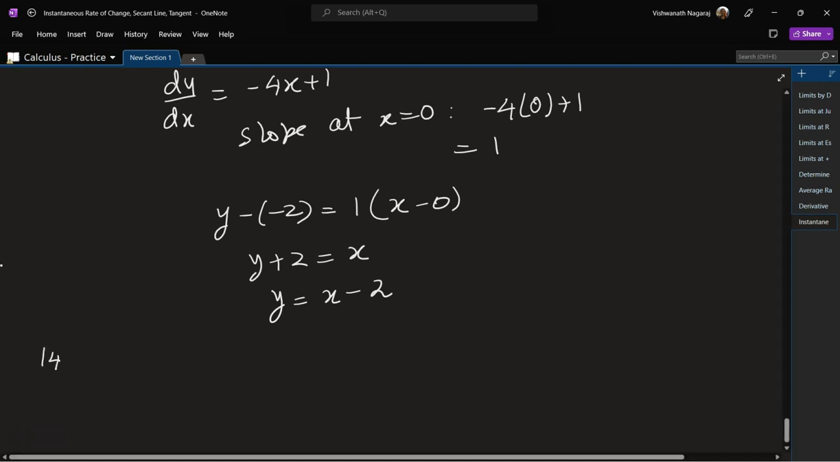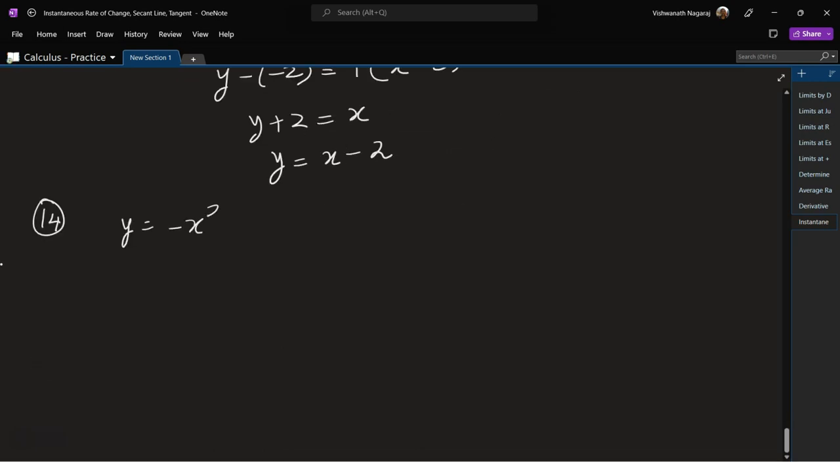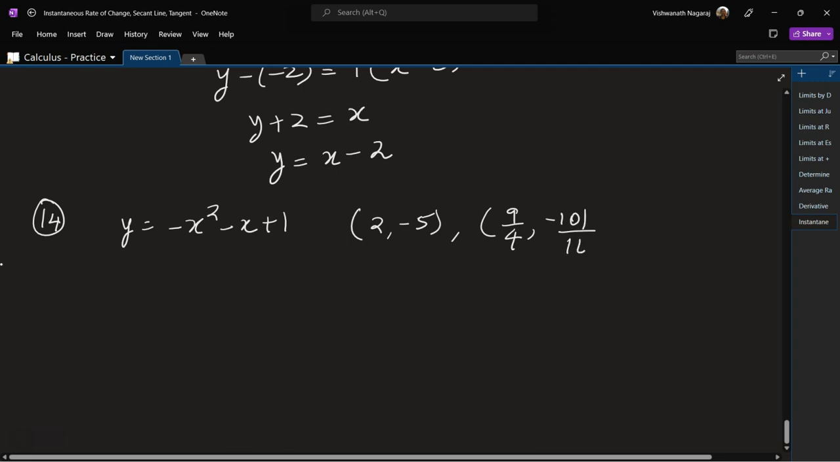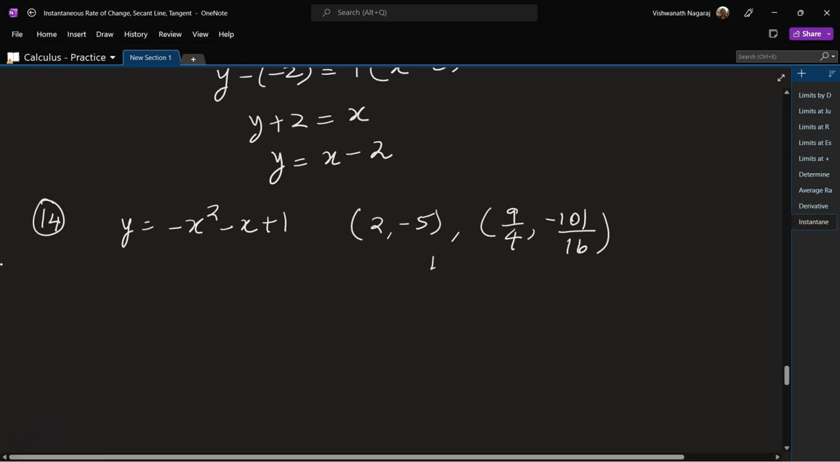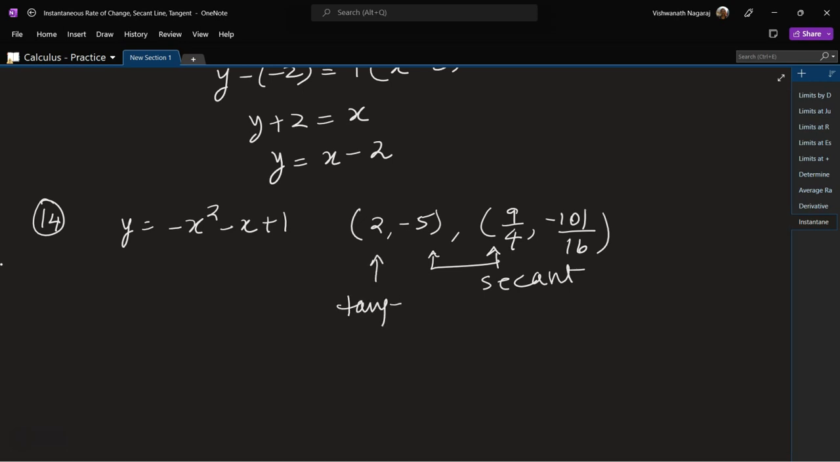Okay, so that is 13th. 14th. y is equal to minus x square minus x plus 1. And the points given to us are 2 comma minus 5 and 9 by 4 comma minus 101 by 16. Don't get worried about these seemingly large fractions, right? Just start off, and we have to figure out the secant line between these 2 points, and we have to figure out the tangent line at this point.